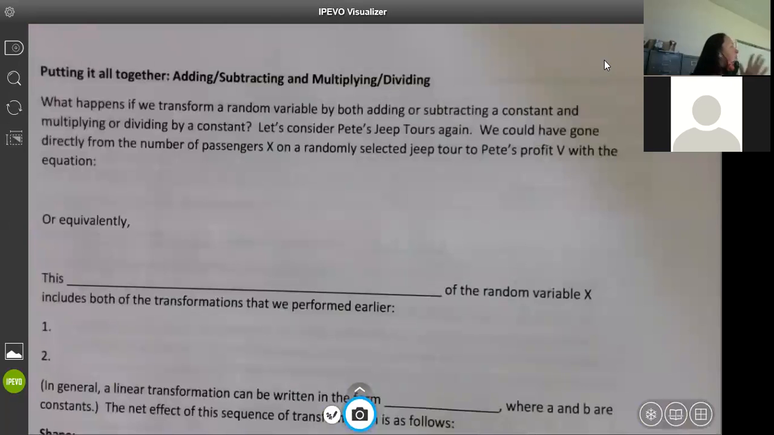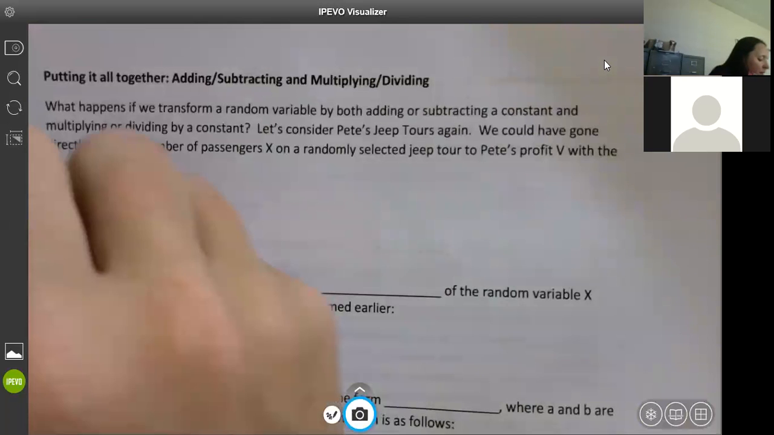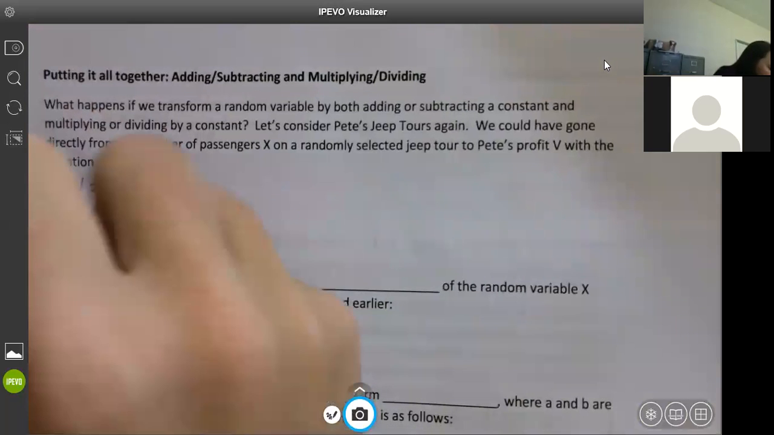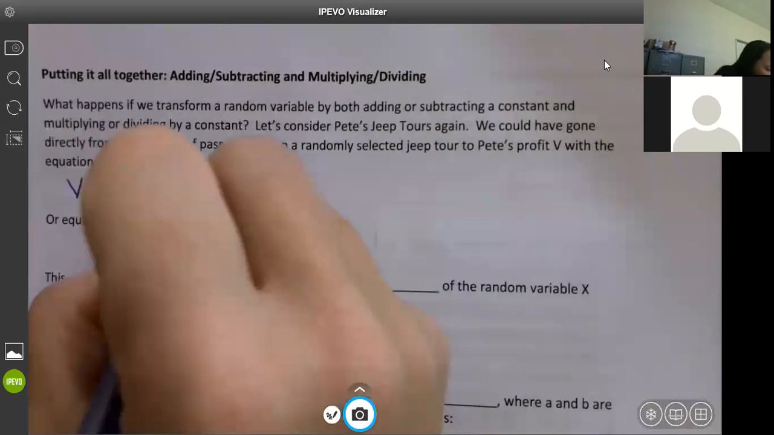So what did we do to the number of passengers in every example? What did we do the first time? Multiply by 150. What did we do the second time? So they're saying we can just do this all at the same time. We don't have to do it separate. So what would that equation be for that V? Perfect.